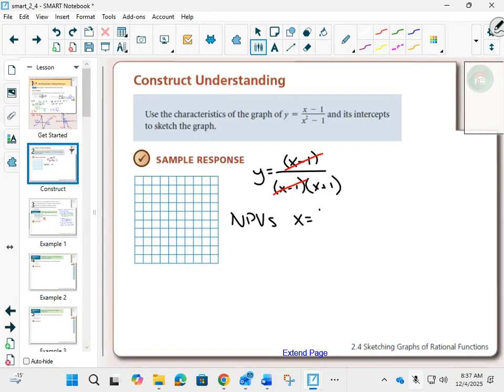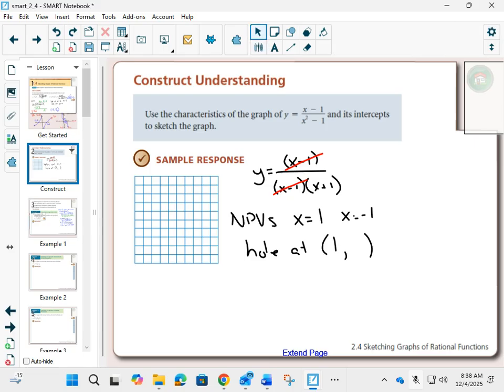The non-permissible values after you factored are x equals 1 and x equals negative 1. And I always like to take out a different color. When something cancels out, this is going to have a hole, and the one that cancels out is the non-permissible value of 1. And I like to take the equation and rewrite it in a different color.